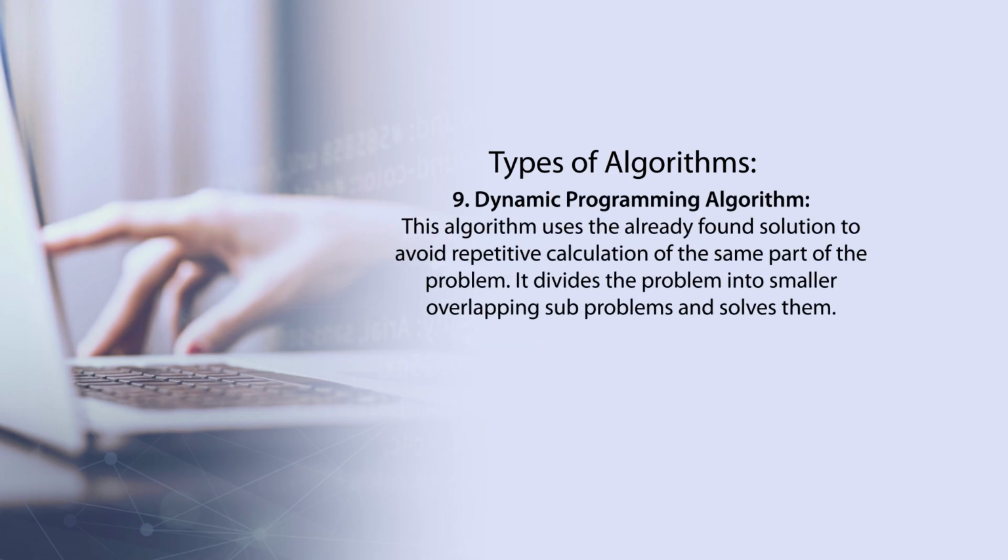And dynamic programming problem, in dynamic programming, this algorithm uses the already found solution to avoid repetitive calculation of the same part of the problem. It divides the problem into smaller overlapping sub problems and solves them. So after getting the solution of an overlapping sub problem, we can use that solution in the next round.